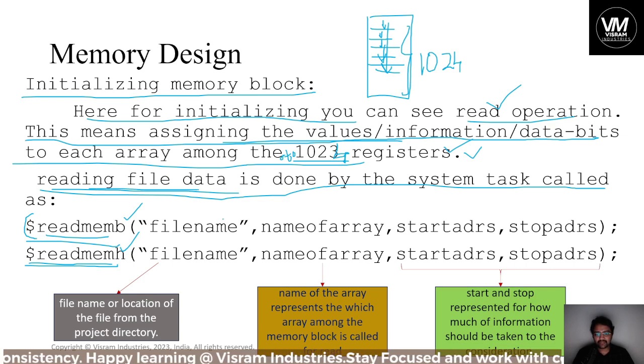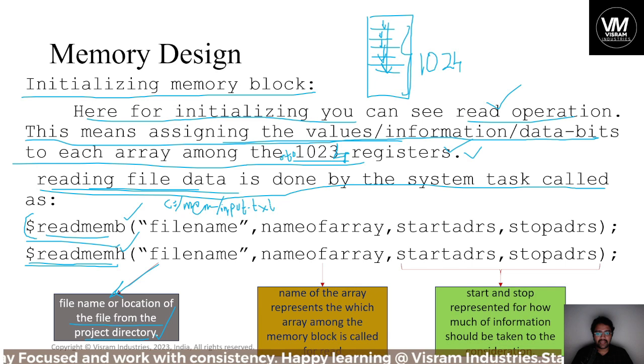Reading file data is nothing but you should mention the file name or location of the file from the project directory. As I have said, if you have C directory and you have memory design, and in that you have stored input.txt file as an input, that should be mentioned in this way.